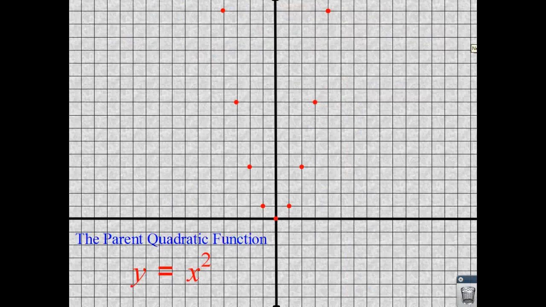All right, so this is the parent. This is the look of the parent quadratic function at y is equal to x squared. I'm going to freehand the parabola today. I was looking for a function on here. I wasn't able to find it, and I'm just going to do my best. And you're going to have to do your best when you're assessed on this at drawing this parabola freehanded.